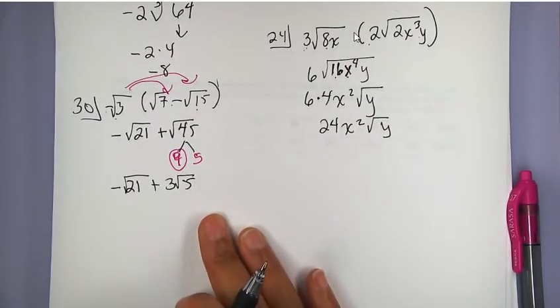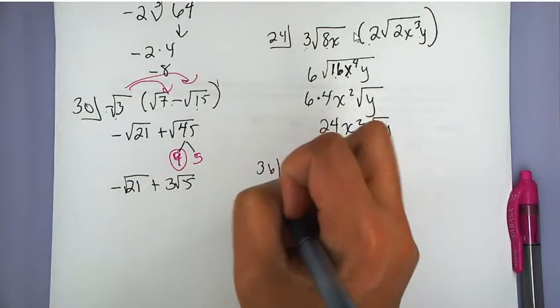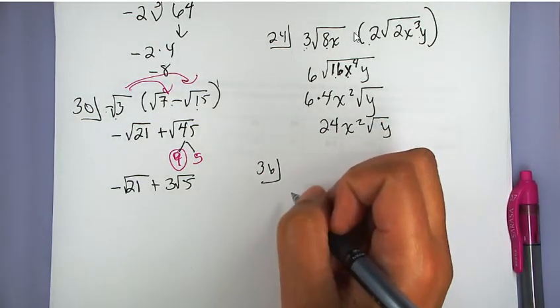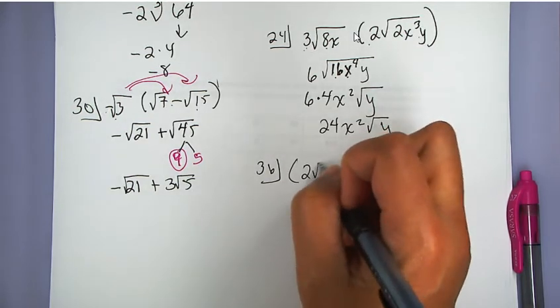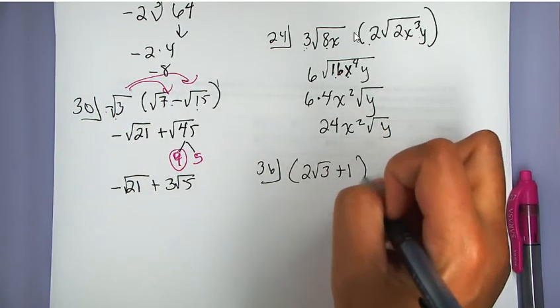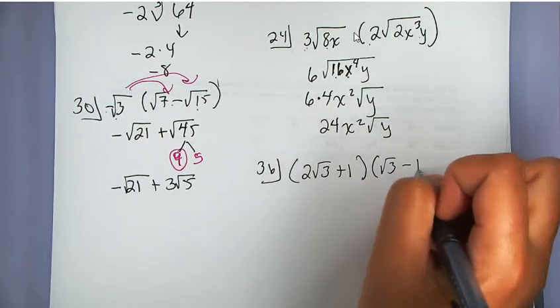So doesn't it look like a distribute problem? Or FOIL, let's go to it. 2 square root of 3 times square root of 3 is just 2 times square root of 3 squared. Well, let's write it out so that way we have it. Then the outside we have a negative 2 square roots of 3. Inside plus square root of 3. And last minus 1.